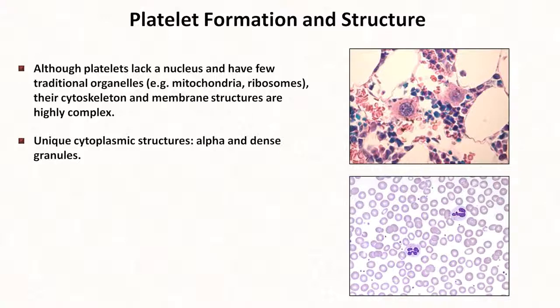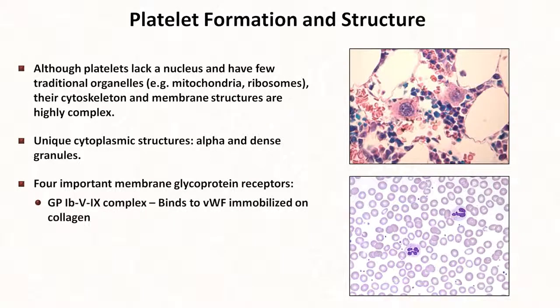Platelets also have many different types of membrane glycoprotein receptors, of which there are debatably 4 particularly important ones. There is the GP1b-IX-V complex, which binds to the multimeric protein von Willebrand factor after it has been immobilized on exposed collagen.